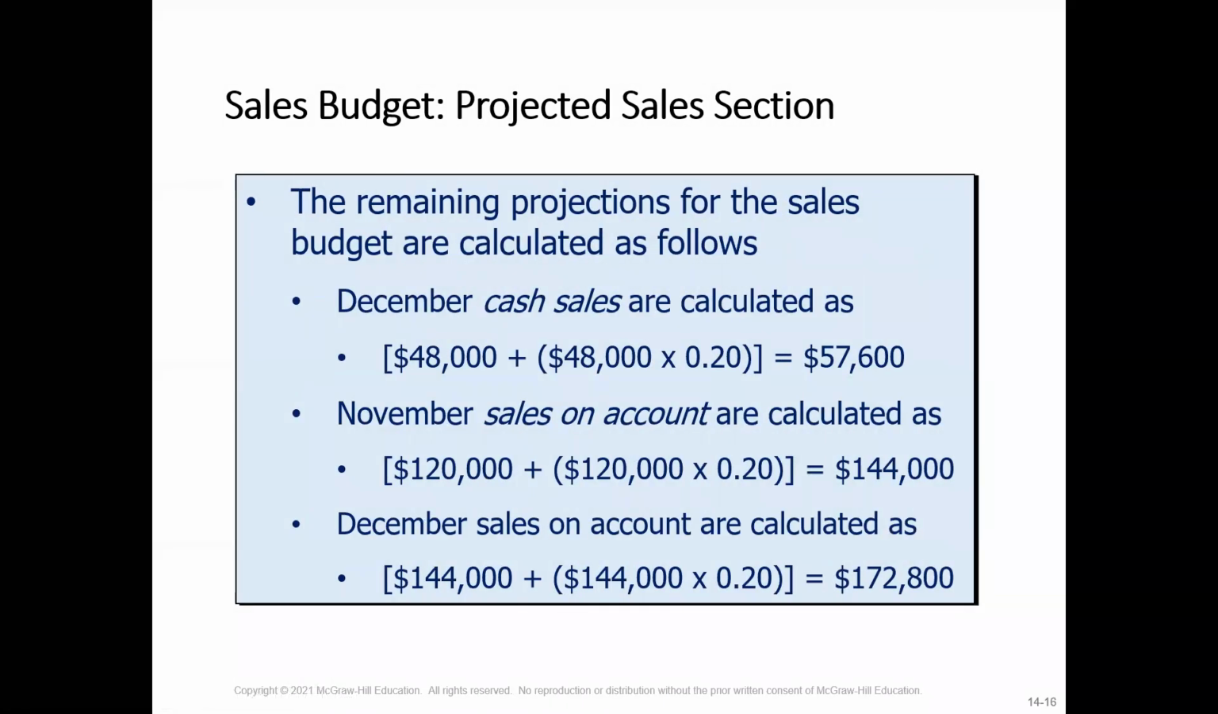So for projected sales, we had the cash sales and the sales on account assumed to follow suit. If total sales are going to increase by 20%, the cash sales would increase by 20%, and the sales on account would increase by 20% as well. So you have to make that assumption in order to complete your schedule of cash receipts.